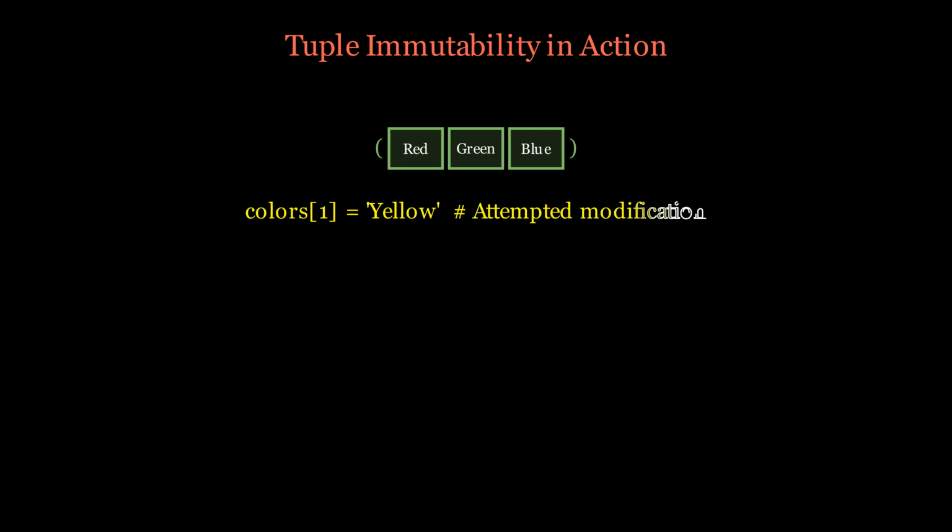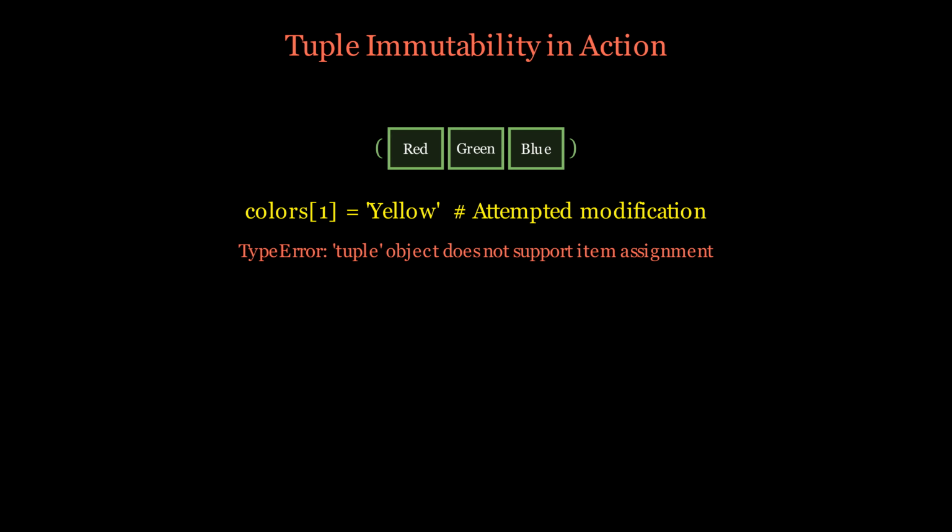Let's visualize what immutability means. Once created, tuples cannot be modified. Here's our tuple containing color names. If we try to modify an element, Python prevents this. Python raises a type error, clearly stating that tuples don't support item assignment. This immutability is a feature, not a limitation.